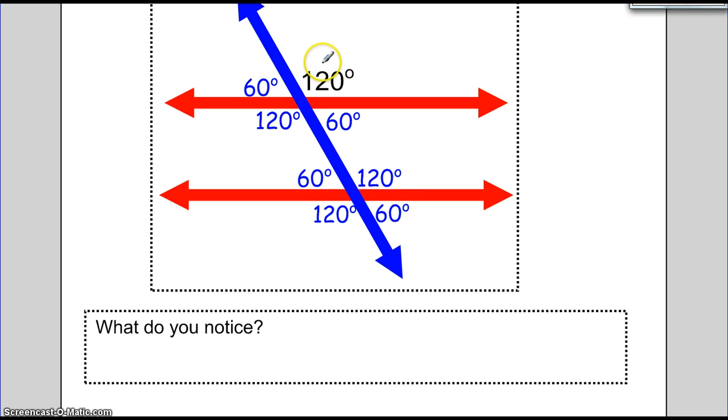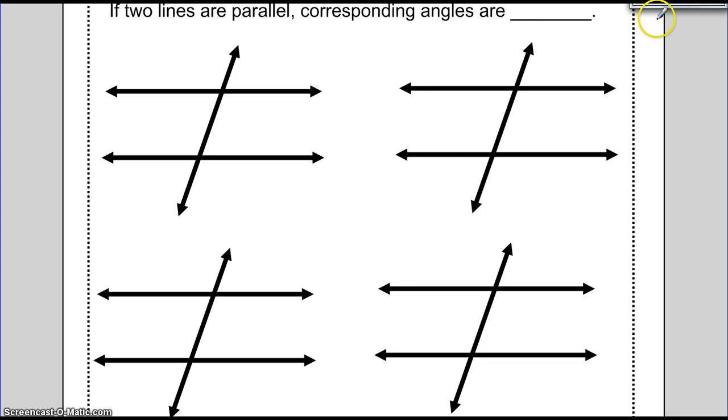Now you'll notice that these are a linear pair. These are a linear pair. These are a linear pair, right? But I hope you notice that these are supplementary. These are supplementary. The outside is supplementary, okay? If two lines are parallel, corresponding angles are congruent.